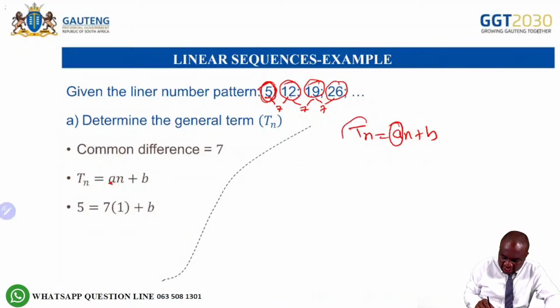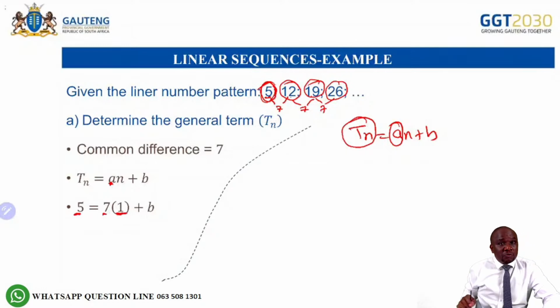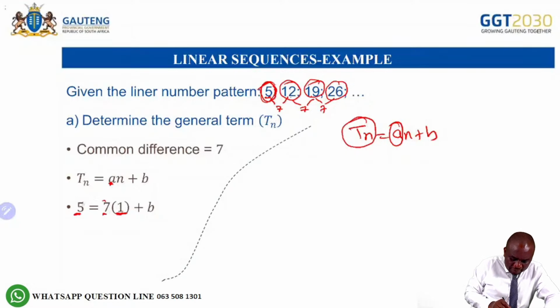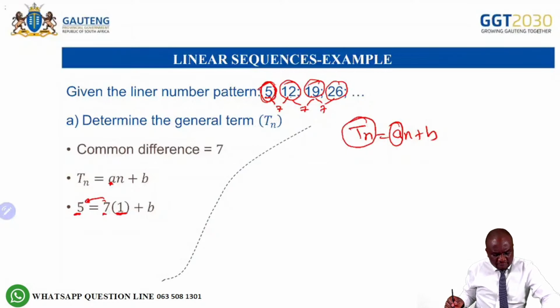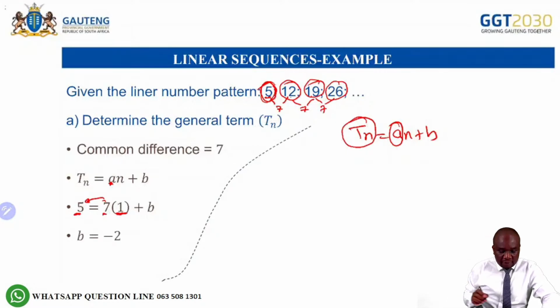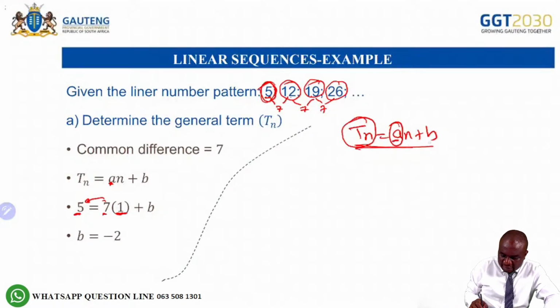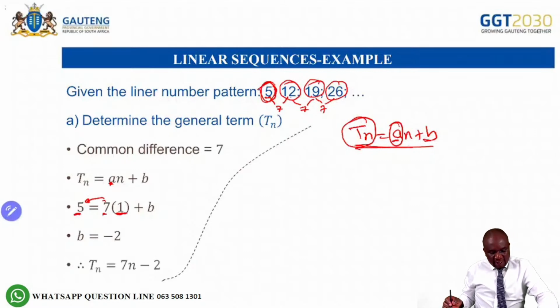Remember I said Tn is the term in the sequence. So where there's Tn, we put 5, and then our A, which is the constant difference, is 7, and then 5 is term number 1. So where there's n, we put 1. And then we solve for B. Okay, so it's going to be 7 coming this side, and it becomes 5 minus 7, and then 5 minus 7 is negative 2. So it means that B is negative 2. Therefore, we come back to this. Our A is 7, our B is negative 2, then our Tn is equal to 7n minus 2.